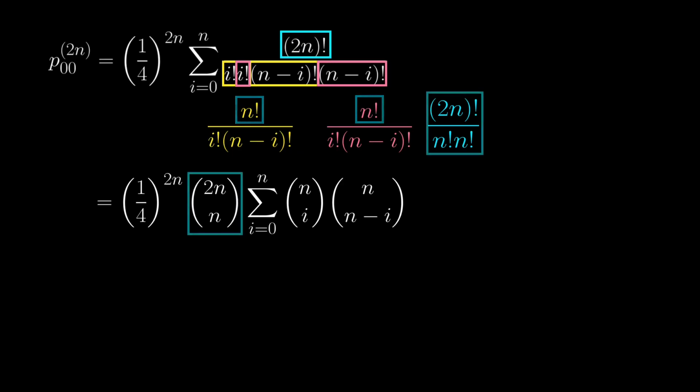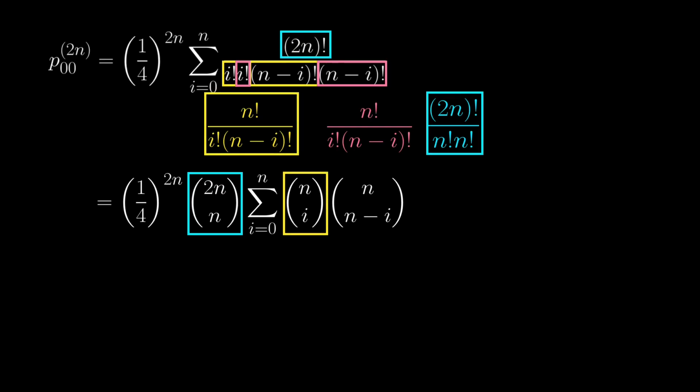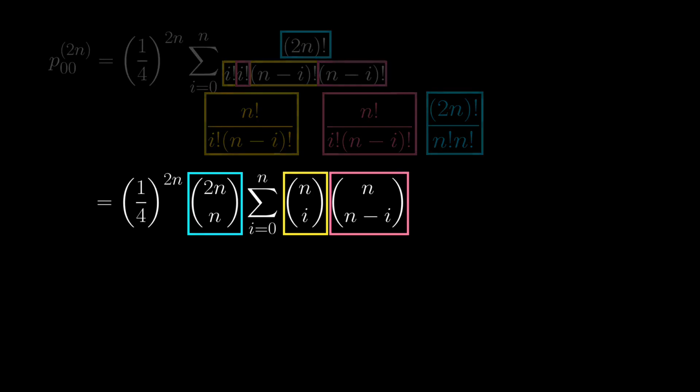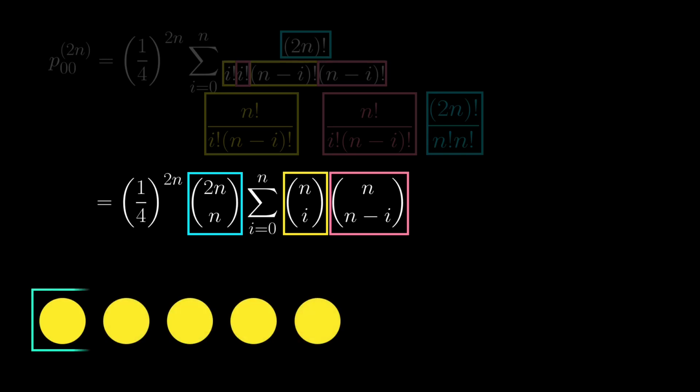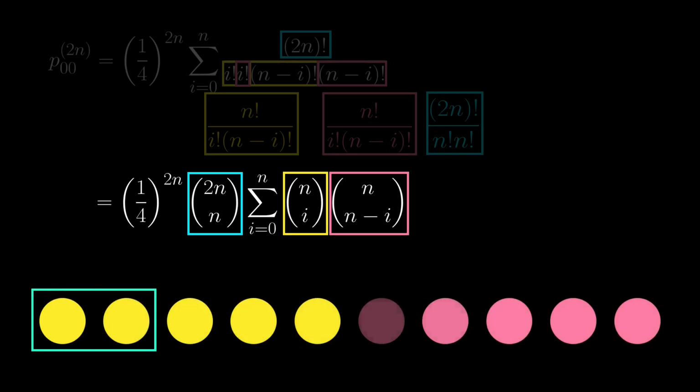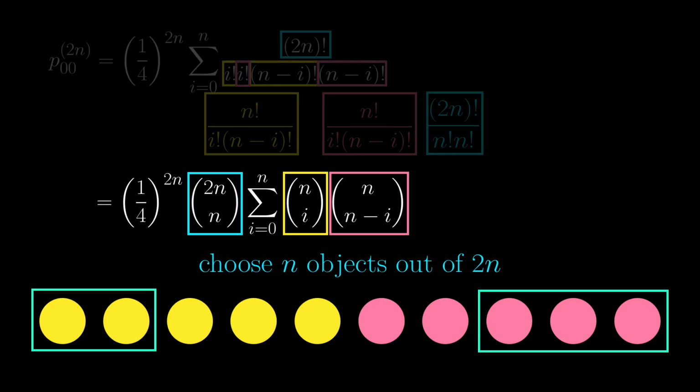The 2n choose n part does not involve i, so it is not summed over and is put in front. And in the summation, one of the factors we call n choose i, the other n choose n minus i. Then the summation itself has a combinatorial meaning: choosing i objects from n, and then choosing another n minus i objects from another set of n objects. So we are choosing a total of n objects out of a total of 2n objects.